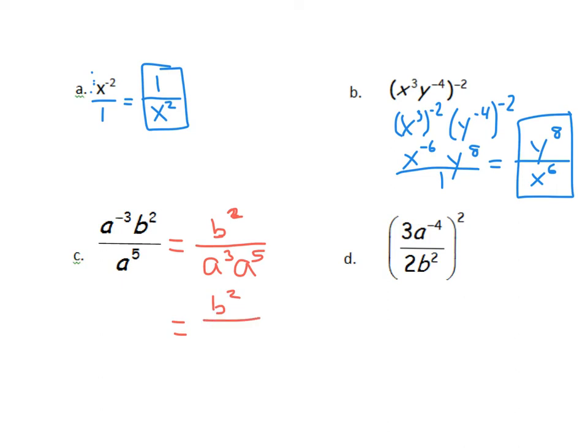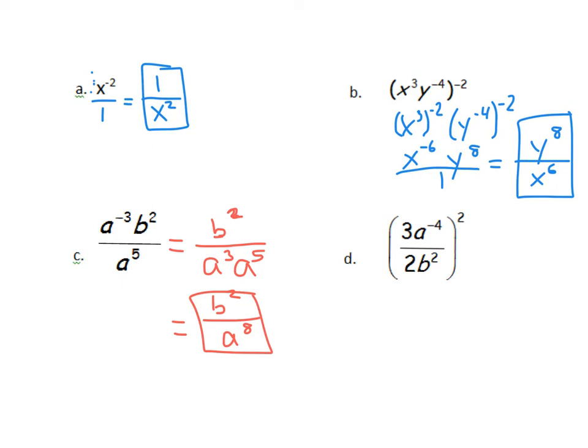But in the bottom, we have a to the 3rd times a to the 5th. When we have 2 of the same base, and they're being multiplied, we add the exponents. So we have a to the 8th. 3 plus 5 is 8. Again, if we wrote this out longhand, it'd be a times a times a times a times a times a times a times a, which was 8 a's being multiplied together. That's our answer there.